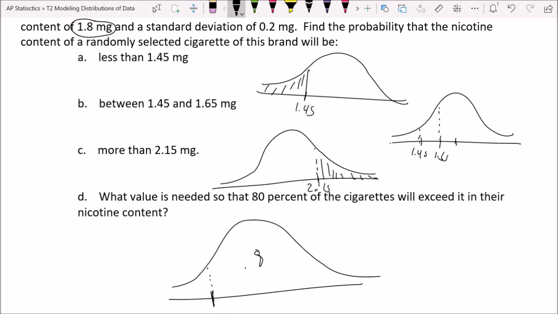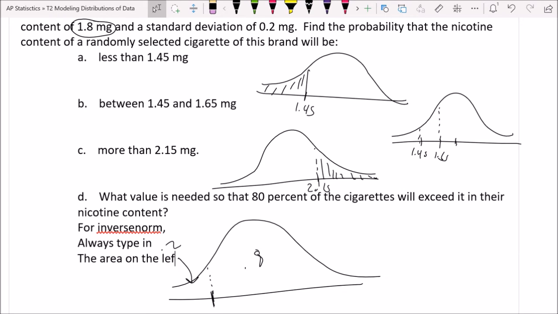This is the one that is an inverse norm calculation, but I hope you didn't type 0.8 in the calculator. Remember, you always use the number on the left. So I want to add that in here real quick. For inverse norm, always type in the area on the left. I'll highlight that so it stands out.